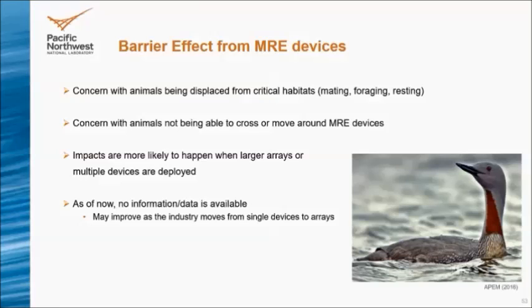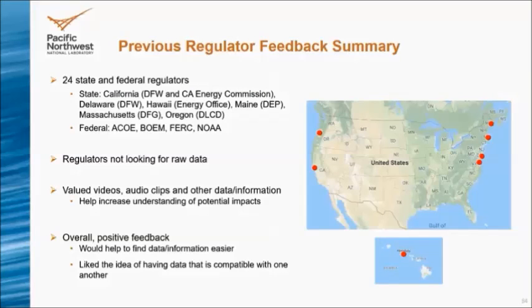The concern here with barrier effect from MRE is animals being displaced from their critical habitat, and the idea is that the MRE would create a barrier where the animal would not be able to cross or move around the technology. As we've talked about before with physical systems, this concern and the impacts here are more likely to be a problem when we actually have a deployment of arrays. As of right now, there's really no information available, but this is one that we'll have to come back to.